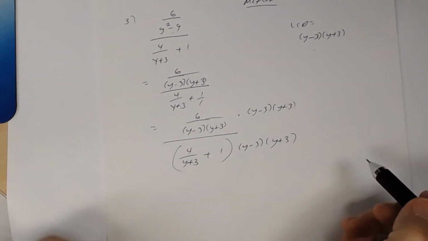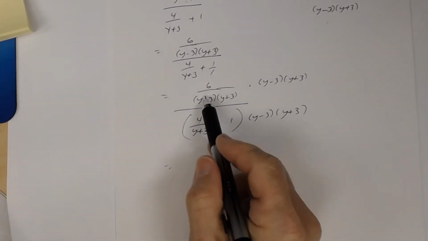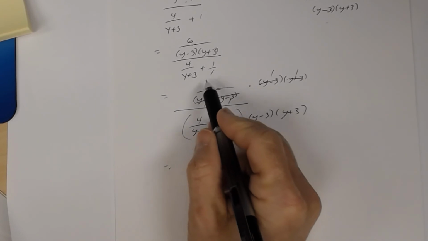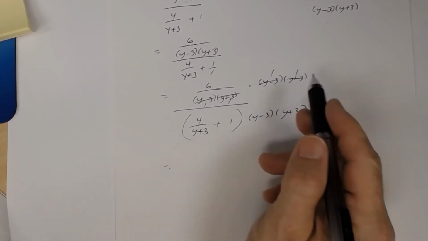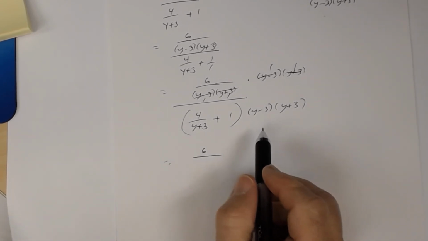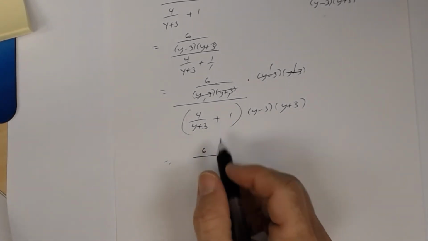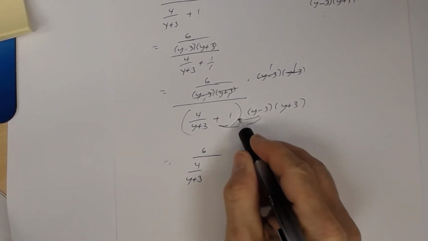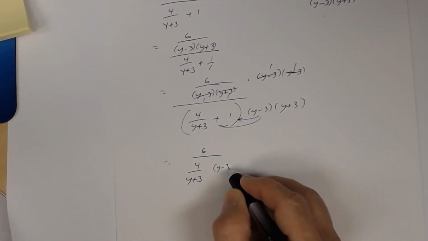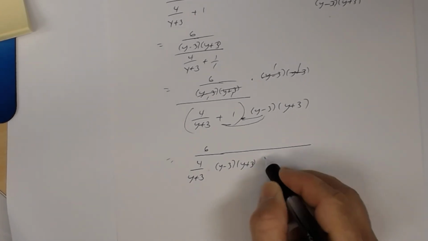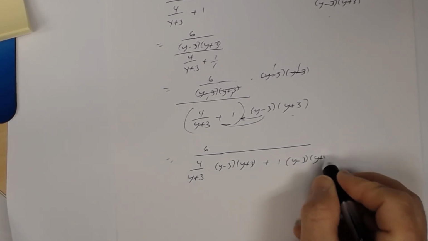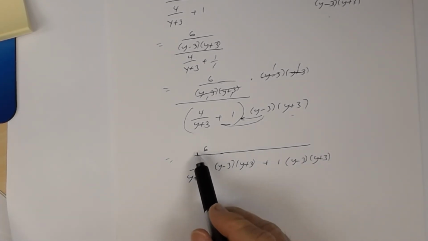Okay? And so now when I multiply this out, so here I can just reduce these. And so in the numerator here, I'm going to get 6 times 1, which is 6. Now in the denominator, you've got to be careful. So you're going to say 4 divided by y plus 3 times the LCD. So you're distributing this. So times the LCD, y minus 3, y plus 3. Plus 1 times the LCD, y minus 3, y plus 3. All right, now, notice the numerator is just a 6 right here. Just keep in mind that's just a 6.